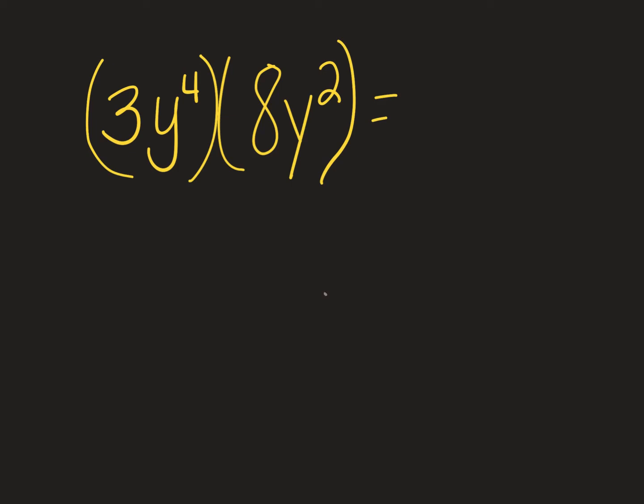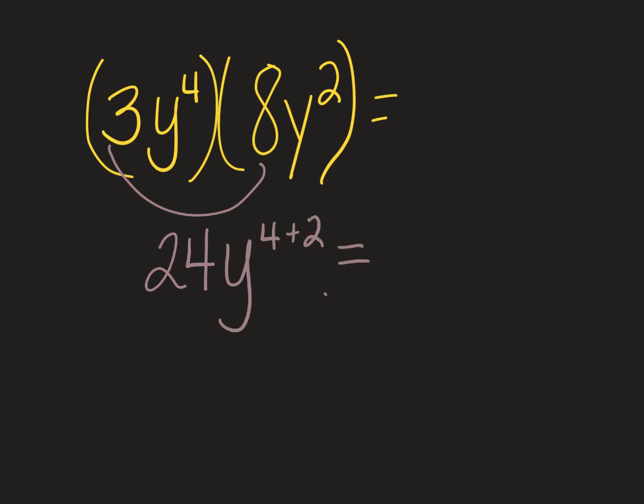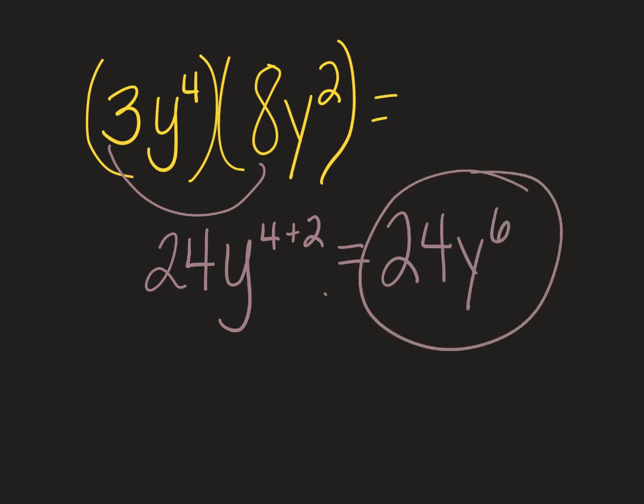All right, so first of all, I'm going to multiply 3 times 8, which is 24. Y, which is 4 plus 2. My final answer is 24y to the sixth. Okay? So you do multiply the 3. Remember, you always multiply the numeric numbers. But the numbers that go with the exponents, you're going to add. Okay? Remember that.